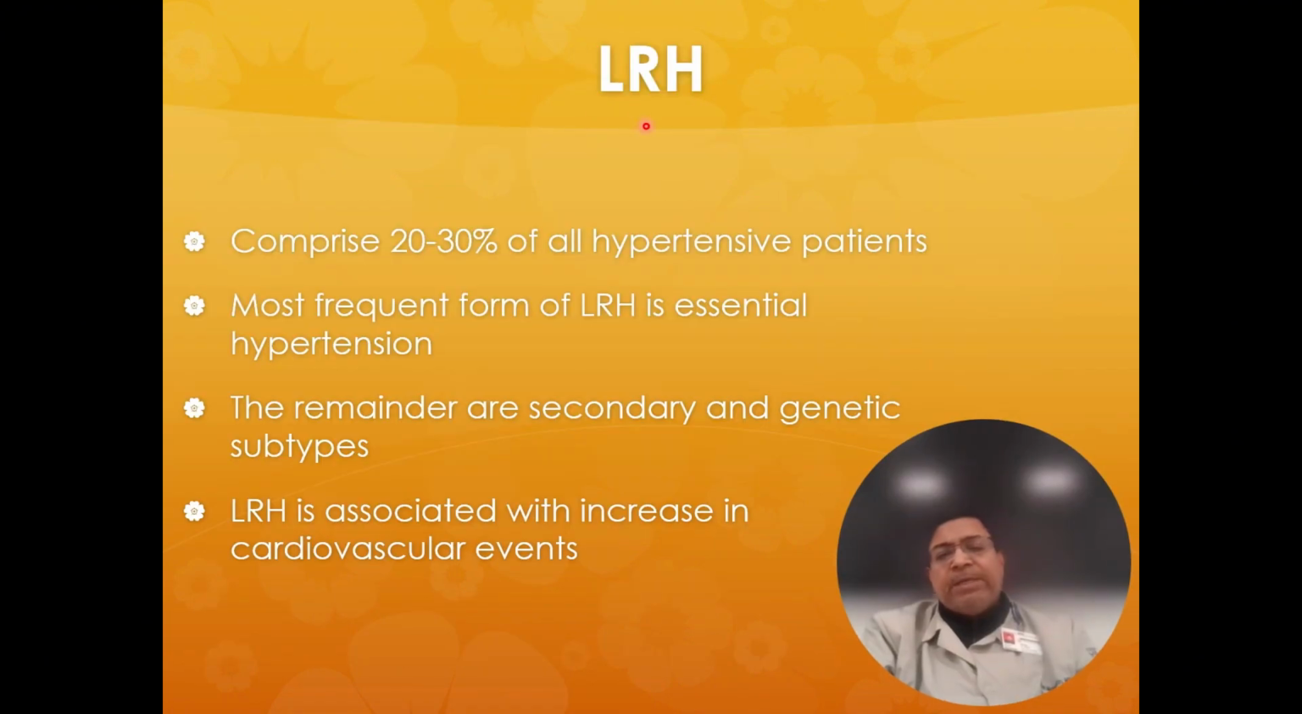Low renin hypertension comprises 20 to 30% of all hypertensive patients. So why are we talking about low renin hypertension? It comprises 20 to 30% of all hypertensive patients, but when you look at resistant hypertension, almost 70% of patients have the low renin hypertension phenotype. The most frequent form of low renin hypertension is essential hypertension. The remainder are secondary and genetic subtypes. Low renin hypertension, needless to say, is associated with increase in cardiovascular events.